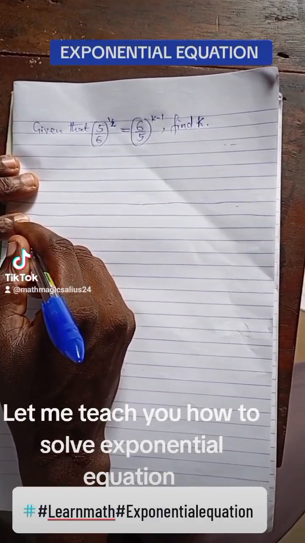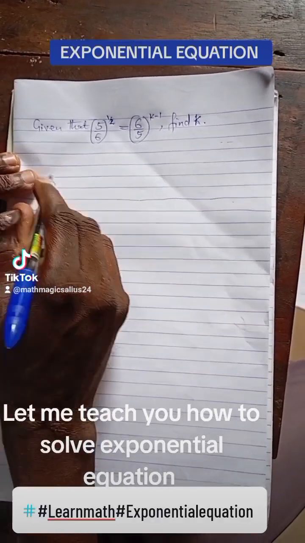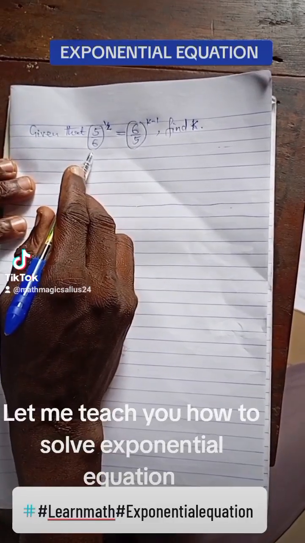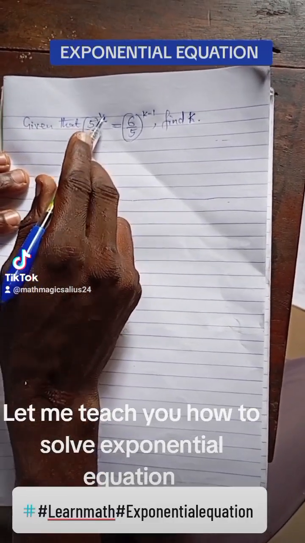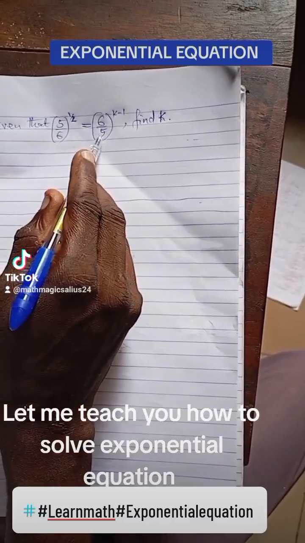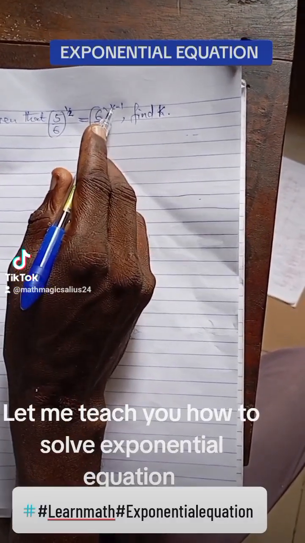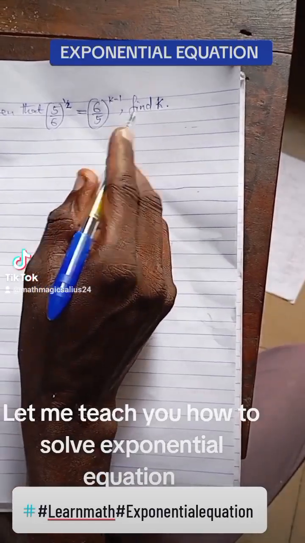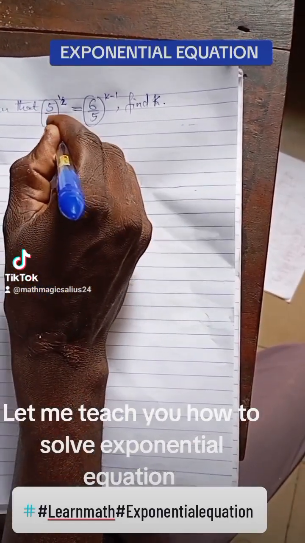Hi guys, in today's video I am going to be showing you how to solve this exponential equation. The question says, given that (5/6)^(1/2) equals (6/5)^(k-1), find k. Solution.